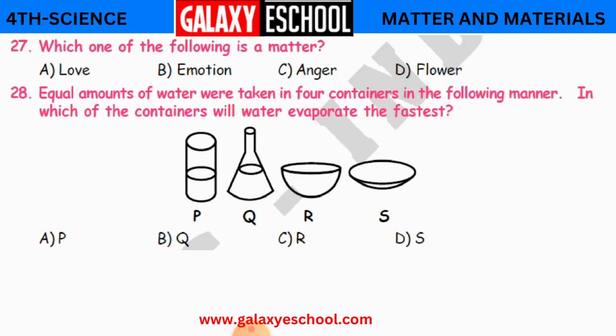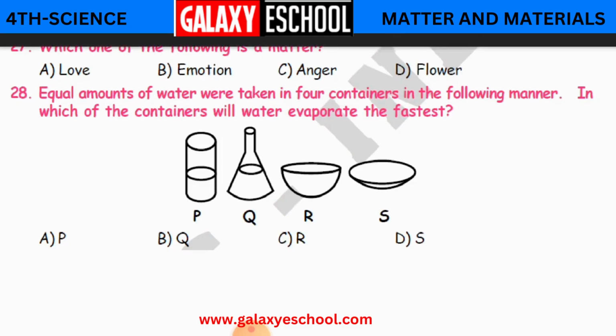Which is made up of some molecules, and which has got some tiny particles, which we call molecules, and which is going to occupy some space and which is going to have some weight. Okay, in these four options, which option is having that? The options are love, emotion, anger, and flower.